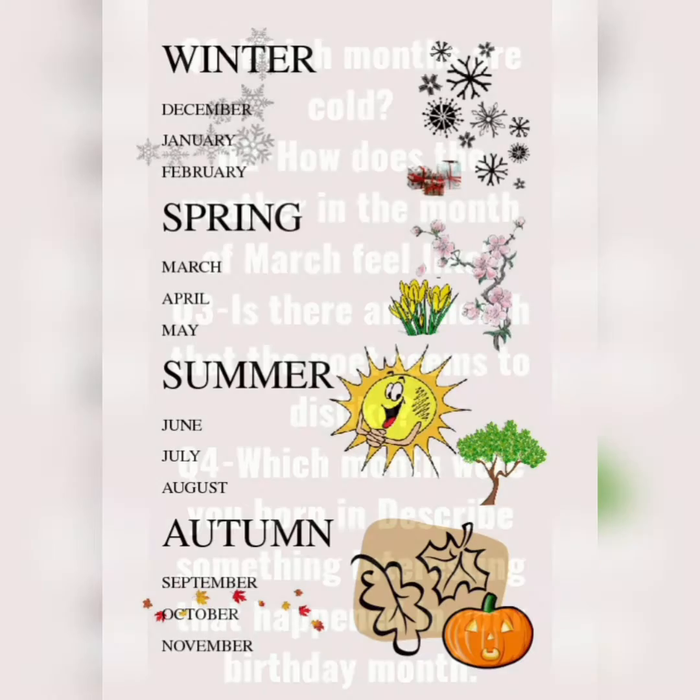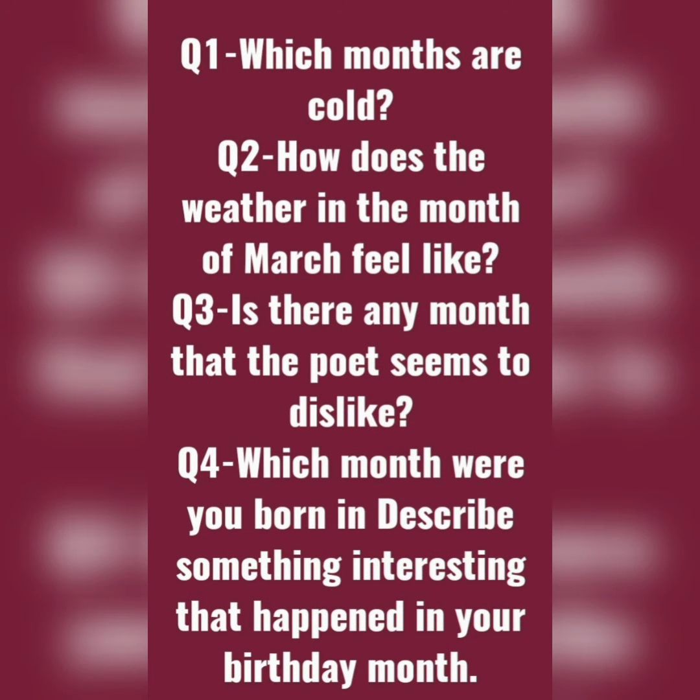And now let's talk about your task. What you will do in your task: which months are cold. Now question number 1 is here. Then here you will write cold months. Just write these all in your copy along with the answers. What did the weather in the month of March feel like? Is there any month that the poet seems to dislike in this poem? So you will just give me the answer of it. And the fourth question is, which month were you born in? Describe something interesting that happened in your birthday month.